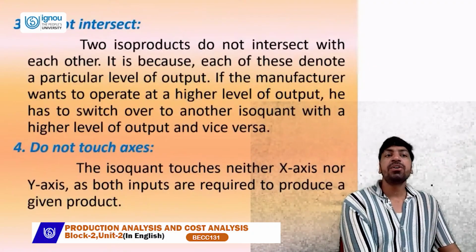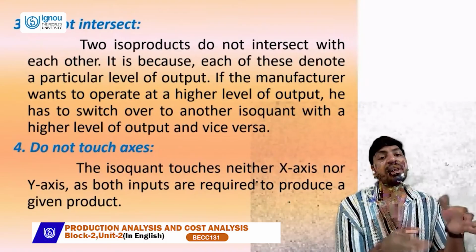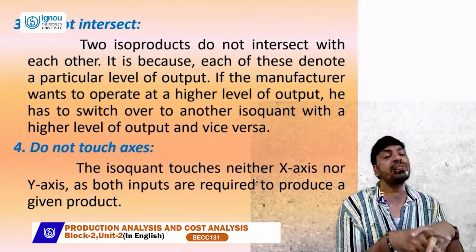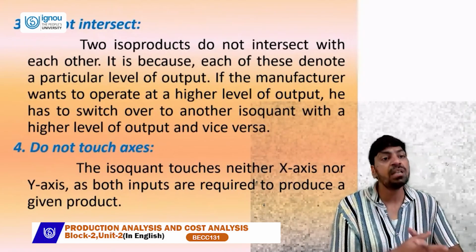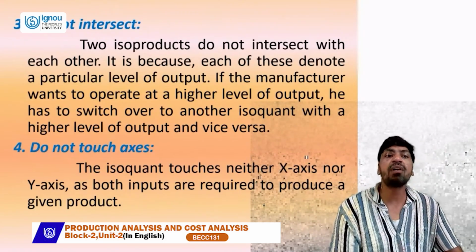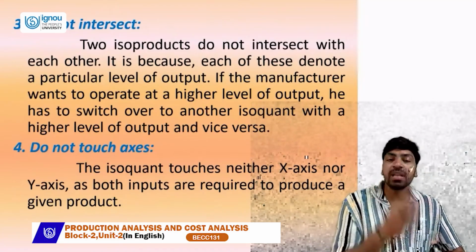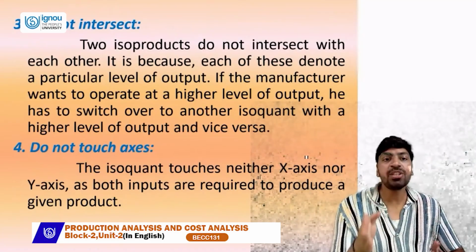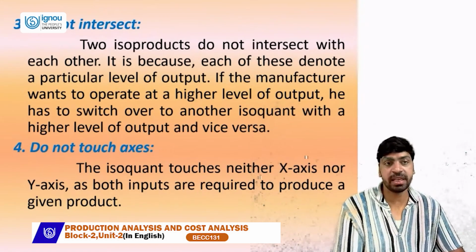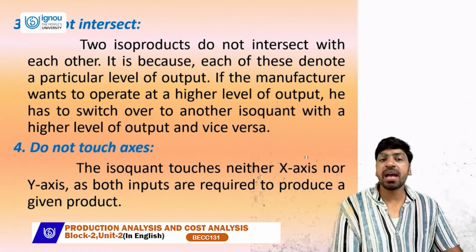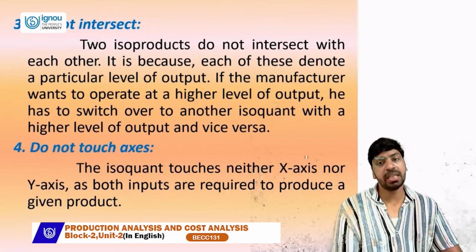The next one is that isoquants do not intersect. Since the shape of the isoquant is downward sloping, the question does not arise that they will intersect each other. That's why one of the features of an isoquant is that they do not intersect each other. Even if two or three isoquant curves are drawn in one diagram, they will not intersect. So two isoquant curves, or iso-product curves, do not intersect with each other.